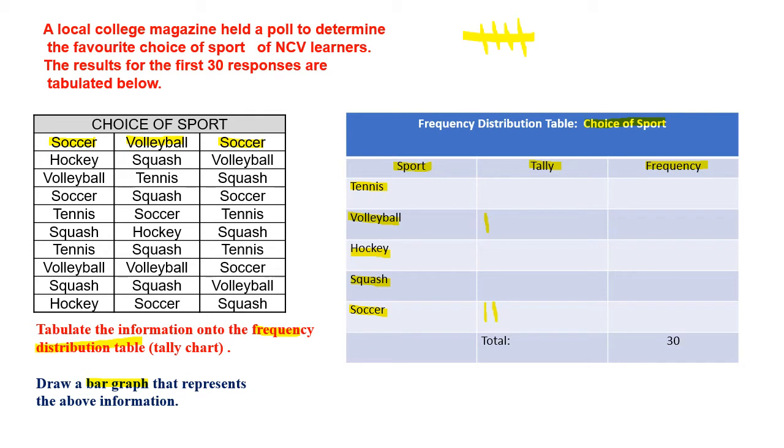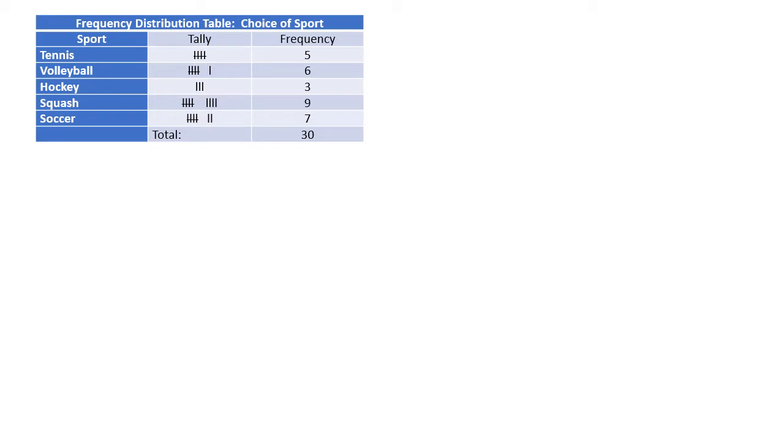To put this more into perspective, here is a neater frequency distribution table. As you can see, I have the tennis and I have a tally. This represents 5. Likewise for volleyball, I have 5 plus 1, and that gives me a 6. When I add up everything coming down here, it should give me the total, which is 30.